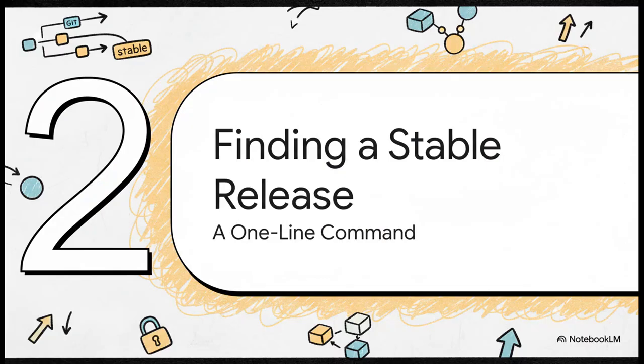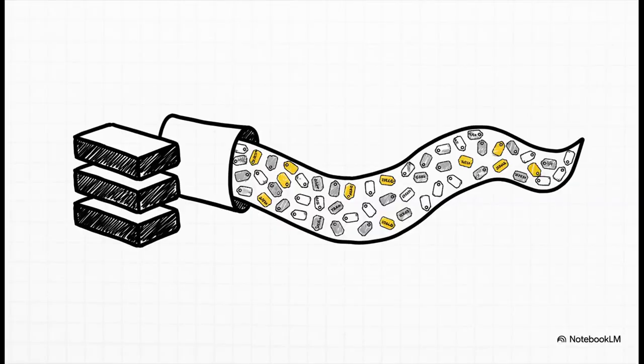Okay, so how do we actually find these stable tags? Well, it's way easier than you might think. It all comes down to one simple command in your terminal. First up, we're just going to ask our local copy of the code a simple question. Hey, can you show me every single tag the developers have ever made? This is going to give us the full menu of options to pick from.